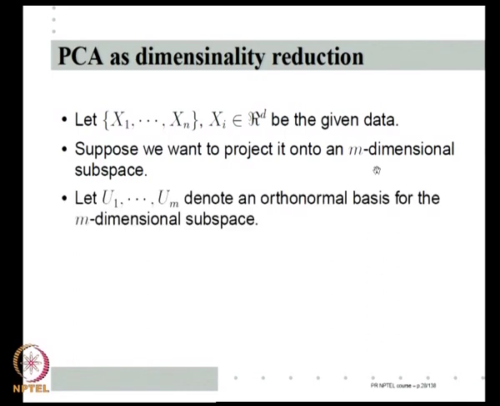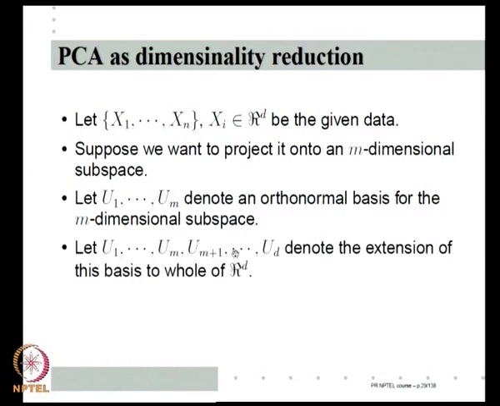Right. So, let us say u1 to um denotes the orthonormal basis for the m dimensional subspace. Ultimately you want to determine the vectors u1 to um because they determine the subspace. The subspace of course is given by its basis, and we will choose an orthonormal basis. So, let us say u1 to um is an orthonormal basis for the m dimensional subspace.